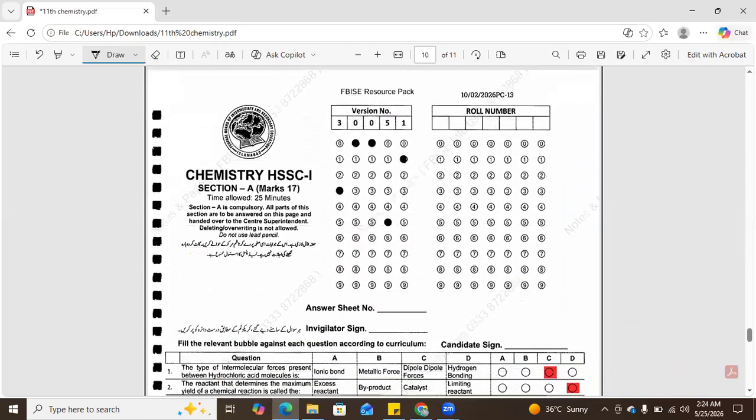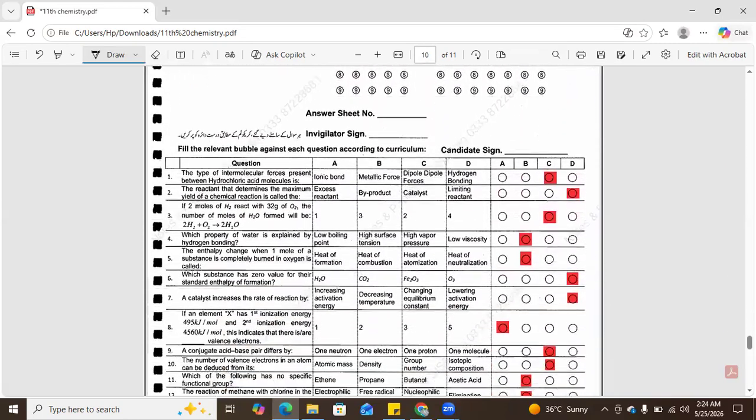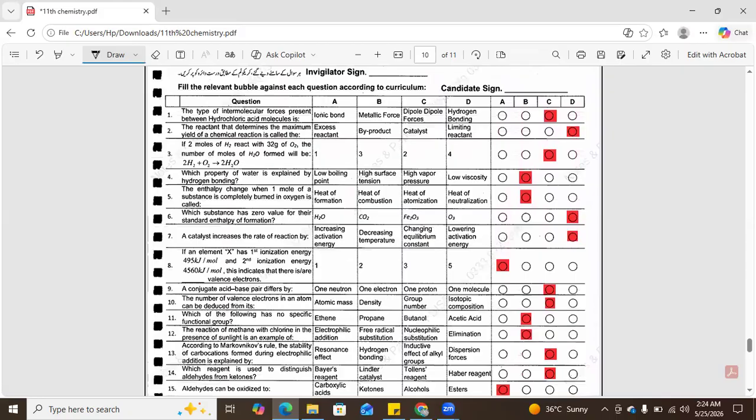Let's go through the last model paper. These were the multiple choice questions. The type of intermolecular forces present between hydrochloric acid molecules is dipole-dipole forces. So C is the right answer.